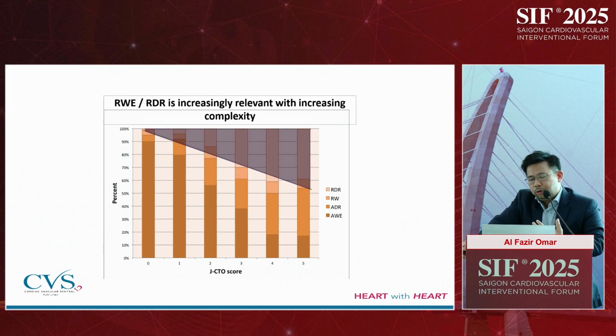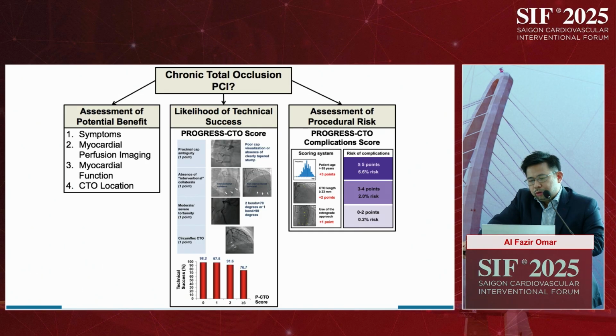So you have ADR, you have retrograde. So all of this will hopefully improve your CTO success to over 80 to 90 percent.